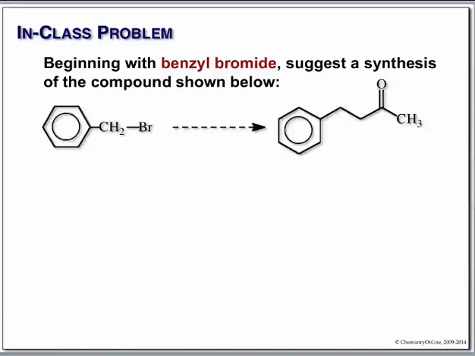All right, let's do a similar sort of synthesis here. Again, let's start with benzyl bromide. And we're going to make 1, 2, 3, 4, that's 4-phenyl-2-butanone. 4-phenyl-2-butanone. So it's a ketone.